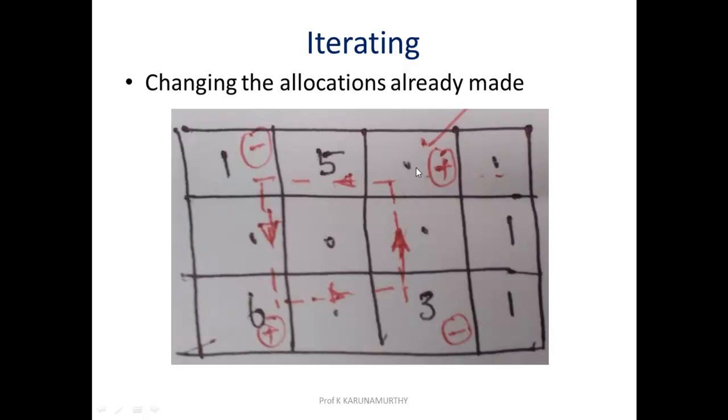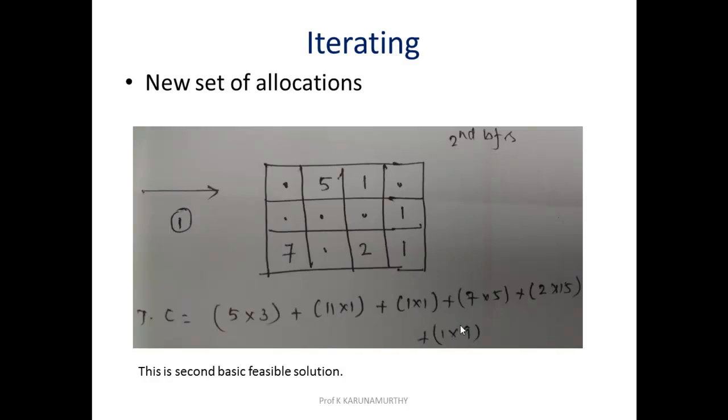So here you will have 1 allocation, whereas here this will become 0. Here it will become 6 plus 1, so this will become 7. This is 3 minus 1, this will become 2. So the new allocation is this. Earlier we were having an allocation here that we have removed because 1 minus 1 is 0. Here we were not having any allocation. Now it has become 1.